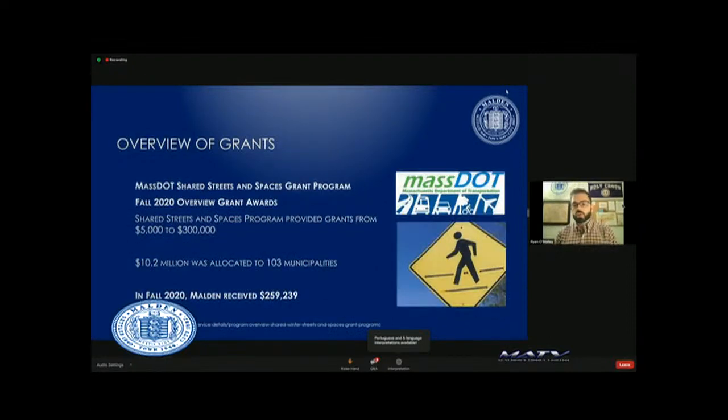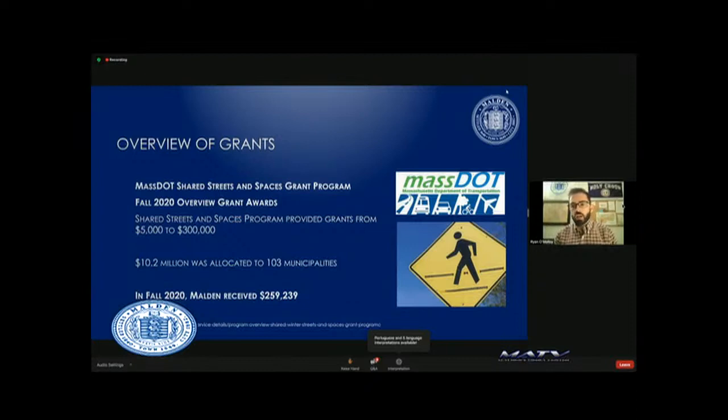So here, just to give an overview, in the past, the city of Malden was eligible to receive between $500,000 and $300,000 in grant funding to make our roads safer. Back last year, just over $10 million was allocated to 103 municipalities. If you divide 10.2 million by 103, it's just under $100,000.